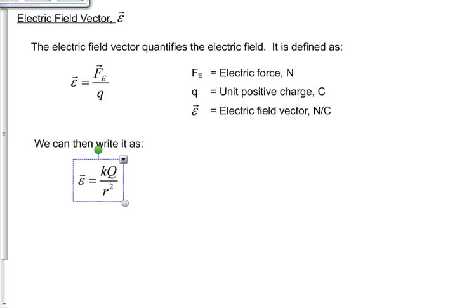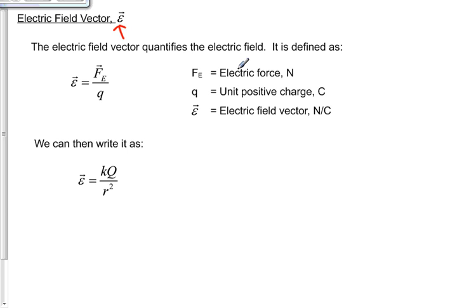Okay, so let's now try to quantify this electric field. The way we're going to do this is using the electric field vector. It's given this symbol here, which kind of looks like an E. It's the Greek letter epsilon. I don't know if you've seen that one before, but it's a curly E, and it's a vector. What it actually is, is the strength of the electric field.